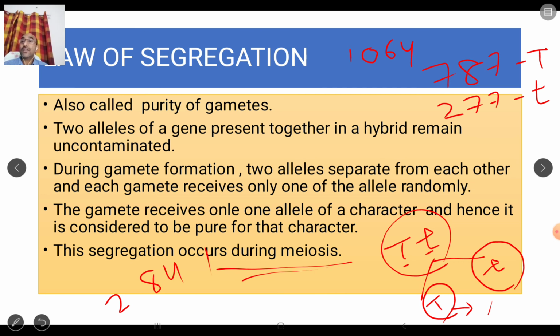So today what did we study? We studied about the monohybrid cross, a very easy one, and the law of dominance as well as the law of segregation.